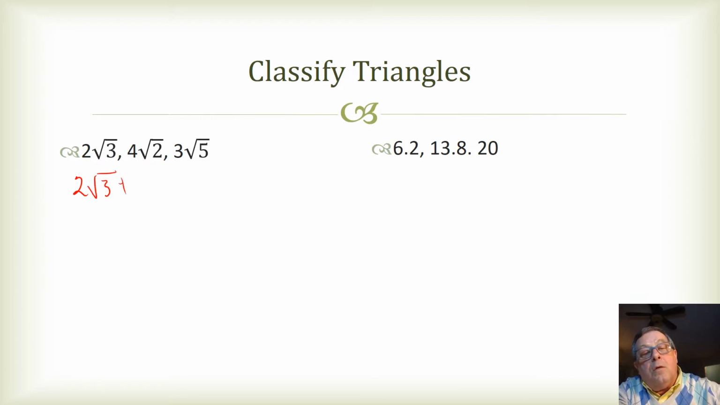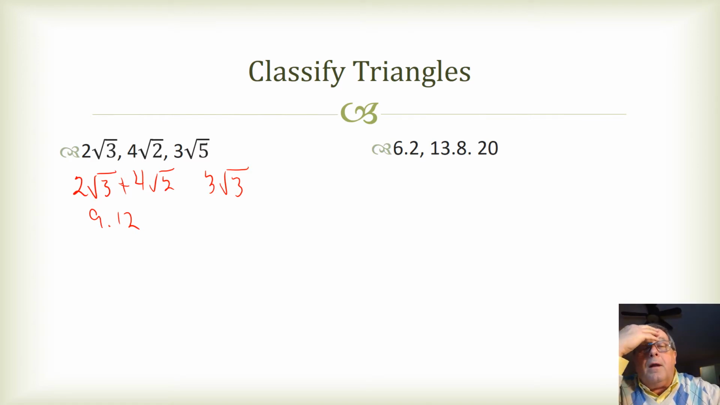So let's see, 2 square root of 3 plus 4 square root of 2. What's its relationship to 3 square root of 5? So 2 square root of 3 plus 4 square root of 2 is 9.12. All right, and I'm going to think about this 3 square root of 5. Well, if it was a square root of 4, that'd be 3 times 2, that'd be 6. So that'd be less than 9.12. In other words, 9.12 is greater than 3 square root of 5.